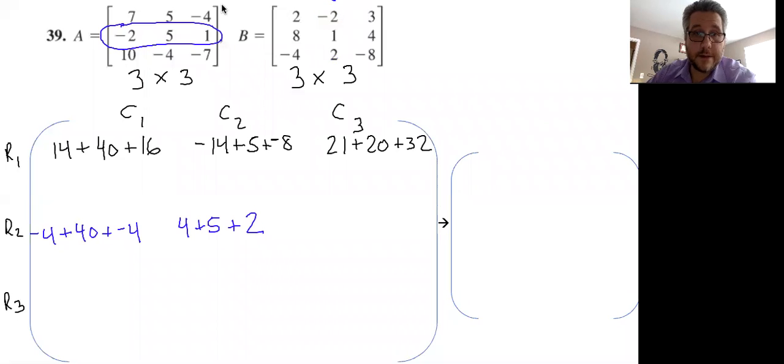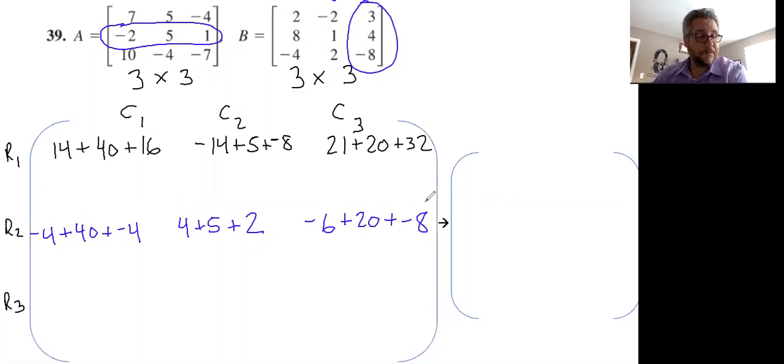Now we're going to move on to column 3. -2 times 3 is -6, plus 5 in the middle times 4 in the middle is 20, plus 1 times -8 is -8. Okay, looking good. That exhausted row 2.